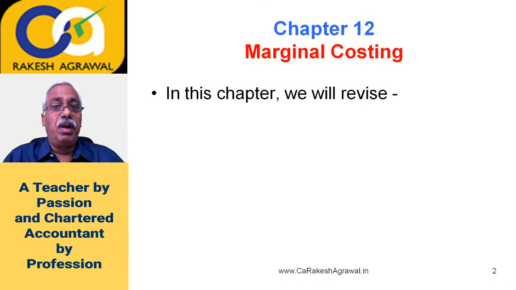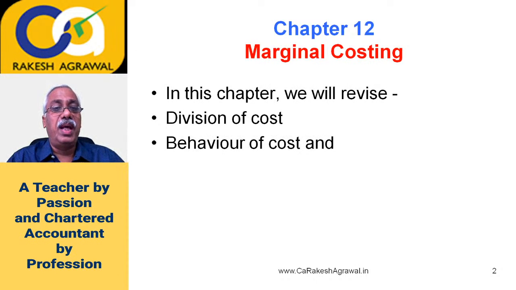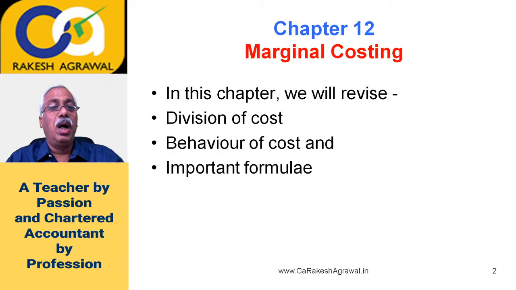In this chapter, we will revise division of cost. All of you are aware, in marginal costing, we divide the cost into variable cost and fixed cost. So we'll see the division of cost, then we'll see the behavior of cost, how the variable cost behaves and how the fixed cost behaves. And we will also discuss important formulae which are used in marginal costing to solve the questions. So we'll try to revise almost all the important formulas. So let's go ahead.